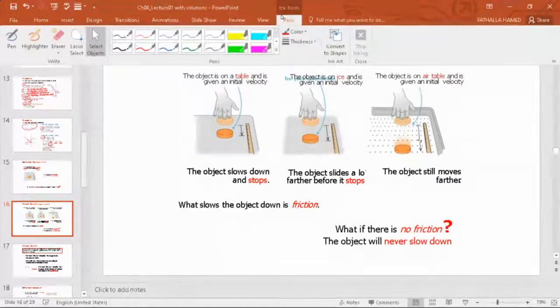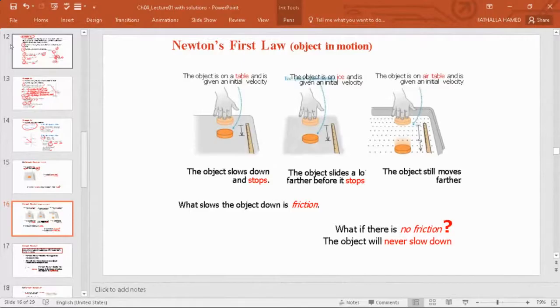Maybe this situation here can help us. You have an object on a table and you give it some initial velocity. You know that the object is going to move because you're giving it a velocity, but there will be a friction between the object and the table. And eventually this will stop. That means it's going to come to rest.